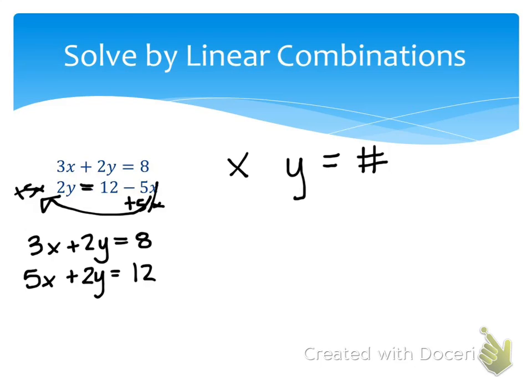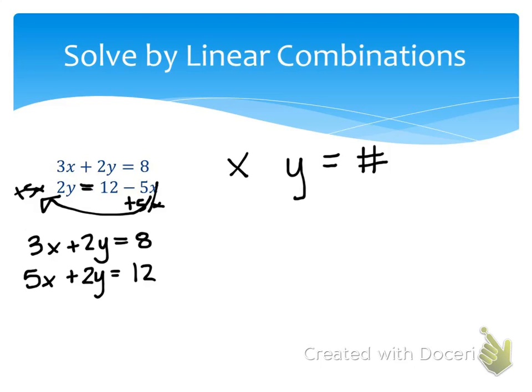Do I have anything that will cancel out? No, I don't. But do I have any terms that have the same number? Yes, look right here. Now, they don't cancel out because positive 2 and positive 2 is 4. But what could I multiply one of these by to make them cancel out?